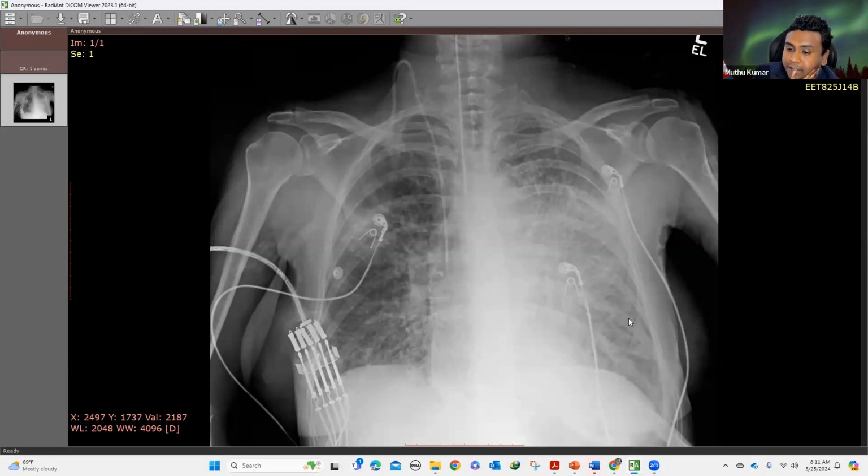Good. Curly B lines. Excellent. So Curly B lines correspond to interstitial thickening. So you are seeing interstitial thickening. Along with that, you are seeing reticulonodular opacities bilaterally, but in this patient there is no evidence of cardiomegaly.